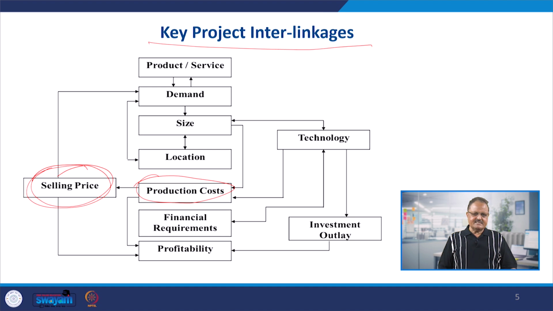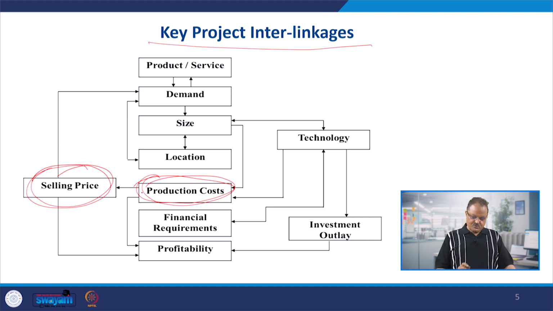If your selling price is comparable to the existing products or a little lesser than the existing products, you are already one step ahead of the existing situations or your competitors, and that selling price decision would be based upon the production cost. So look at the interlinkages.